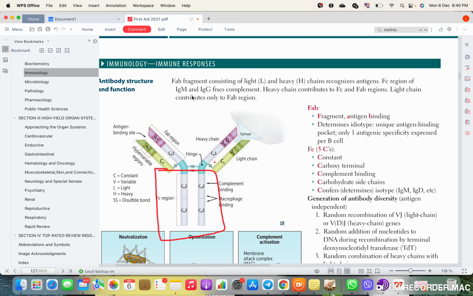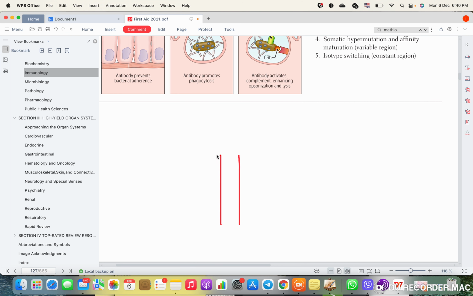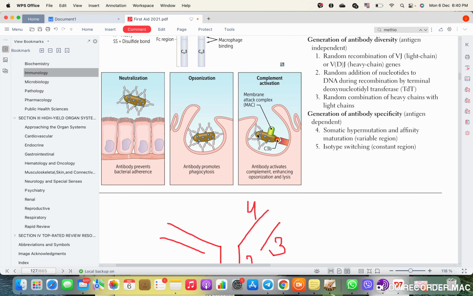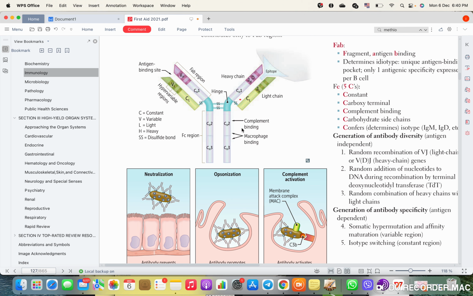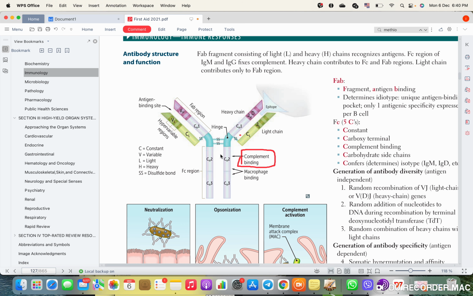the FC region of IgM and IgG fixes the complement. You must know this, and they do give you this question. It will come to you like a drawing of an antibody, with the heavy chain and the light chain. And they will ask, where does the complement bind? Is it 1, 2, 3, or 4? You must be comfortable that it binds to here, okay? Which is 2, yeah? So the complement binds to 2.